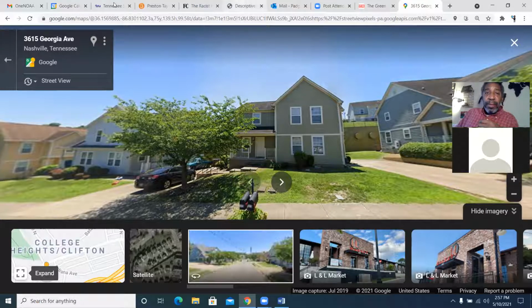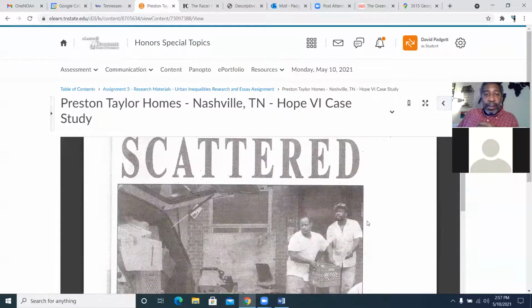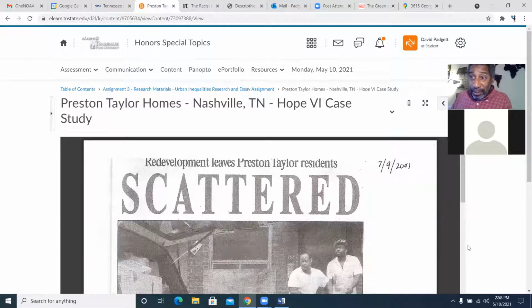Sounds good. But notice the title of this article about the Preston Homes Hope 6 redevelopment is "Scattered." What happened was, let's say there were 2,000 units in Preston Homes to begin with. After redevelopment, there might have only been 700 units left, right? So now you've got 1,300 units that can't come back. Then even if you were able to come back, you get a credit check. You can't have any felonies on your record. Ooh, there goes a whole lot more people.